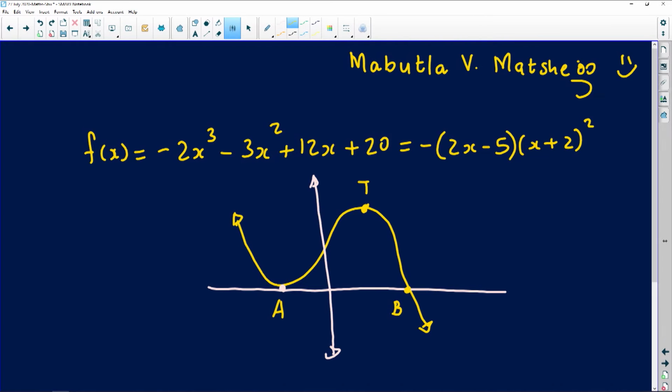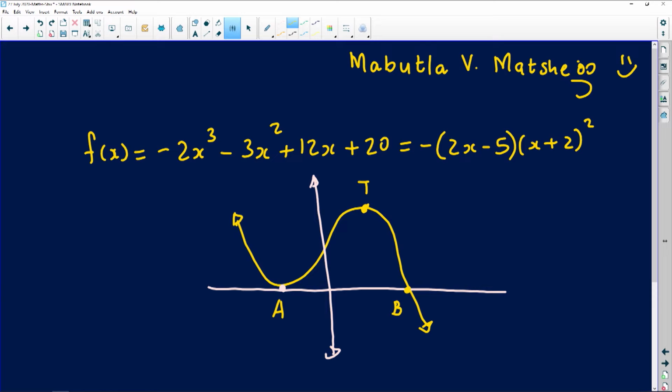So the question reads as follows. Sketched below is the graph of f(x) = -2x³ - 3x² + 12x + 20, which is equivalent to (-2x - 5)(x + 2)². A and T are the turning points of the graph of f, and A and B are the x-intercepts of this graph. There's a point P with coordinates (-3; 11), which is a point on the graph, right?